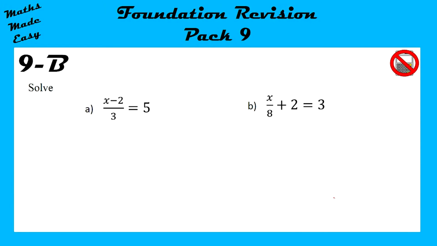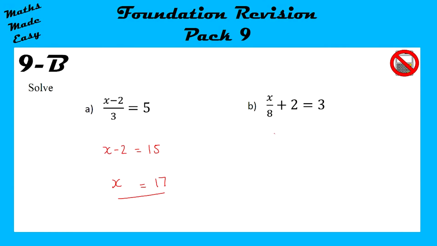Question 9b. Same again on this one. I'm going to multiply both sides by 3 to cancel out this divide by 3. So that gives me x minus 2 equals 15. Add the 2 to both sides. x equals 17.